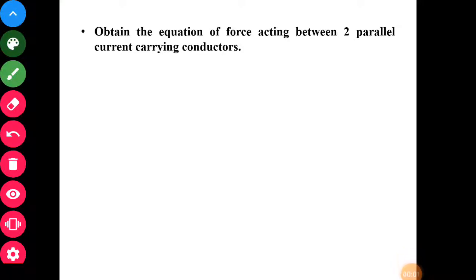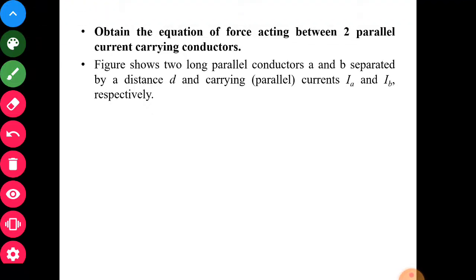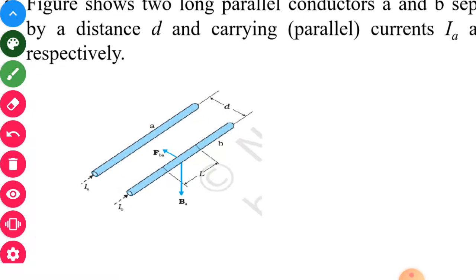Obtain the equation of force acting between two parallel current carrying conductors. So it is the force which is exerted by the magnetic field of one conductor on the second current carrying conductor. Okay. Now this figure shows two parallel conductors A and B, and the distance between these two conductors is D.